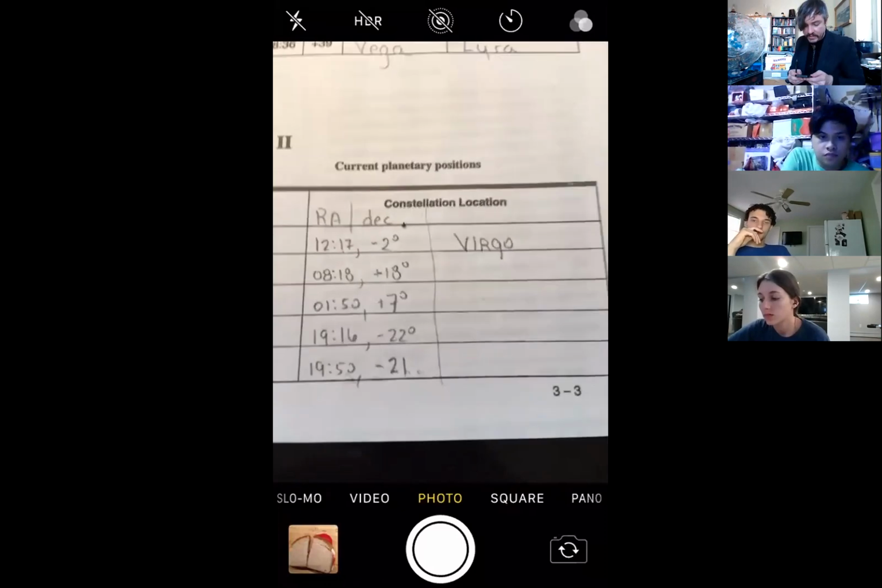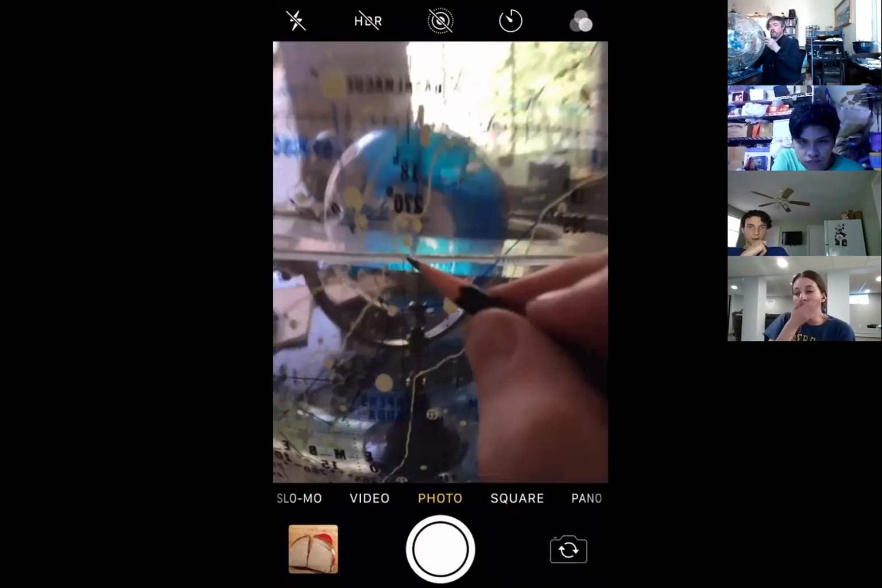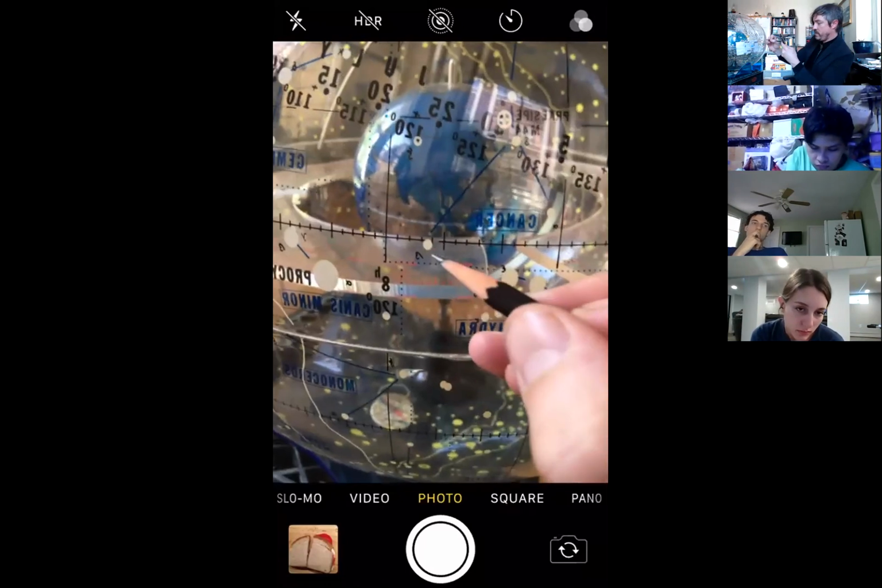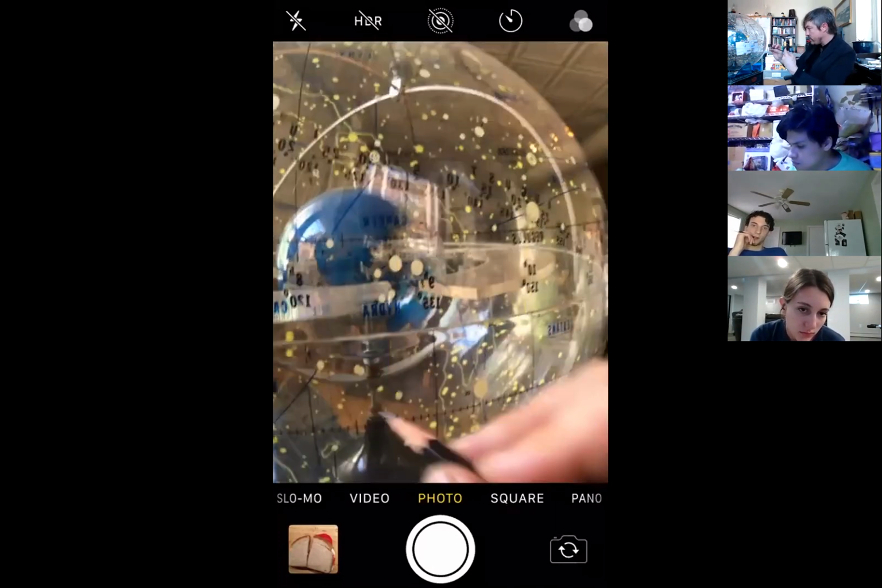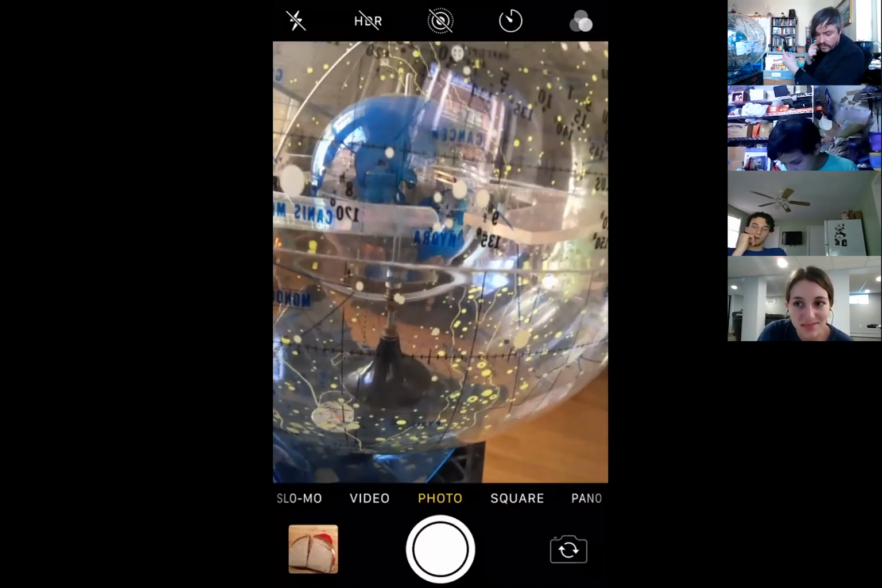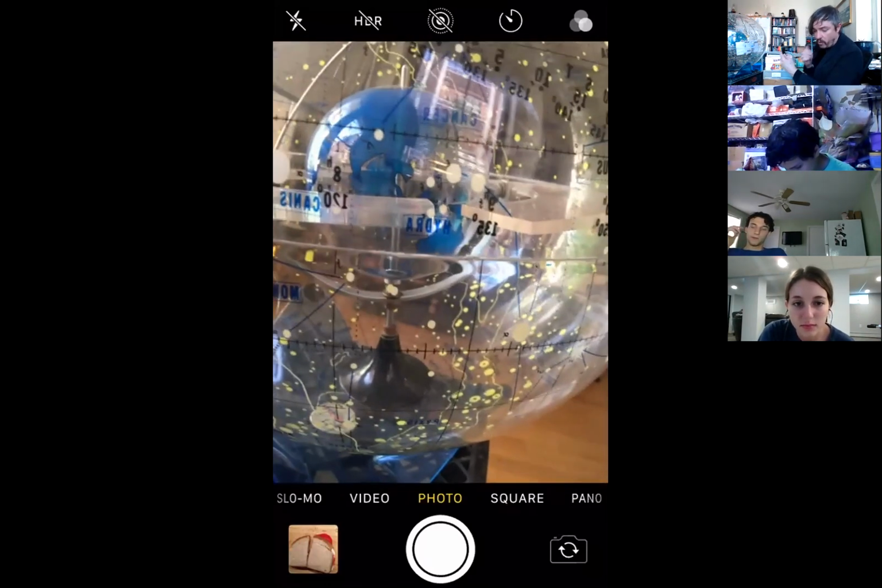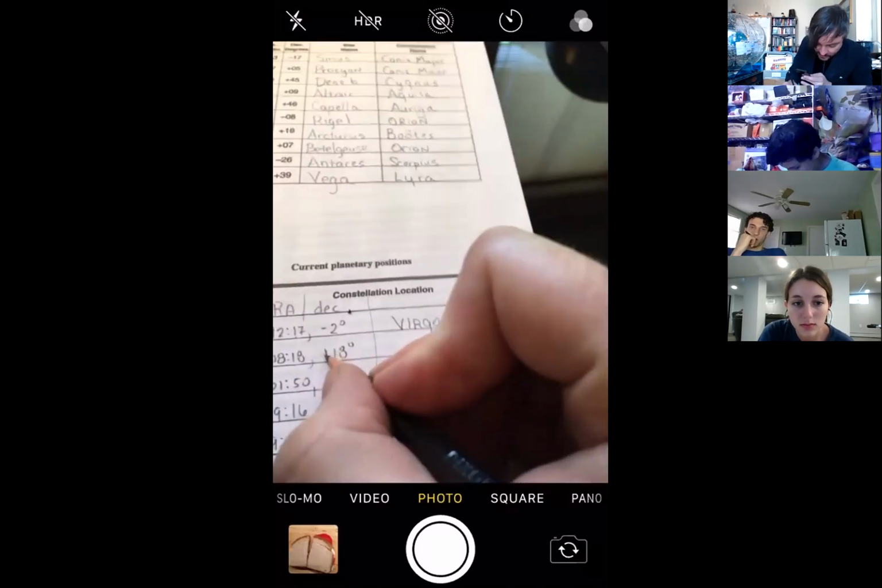Next up, 818 degrees. Wait, sorry, 818, not 18. Too many 8s. So here's 8. 818 is real close to 1820. And minus 2 degrees is there. Wait a minute. This can't be right. 818. Oh, I see. It's positive 18 degrees.